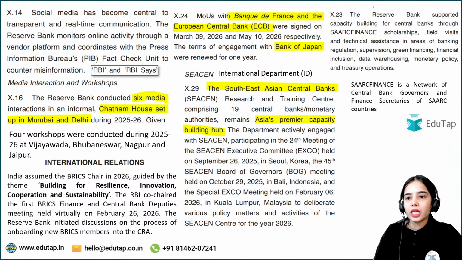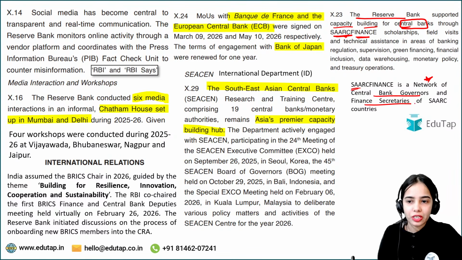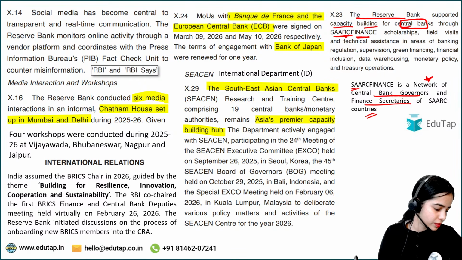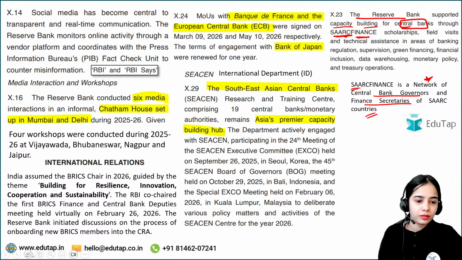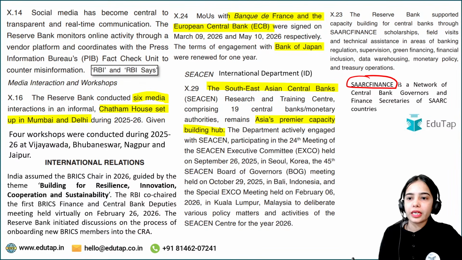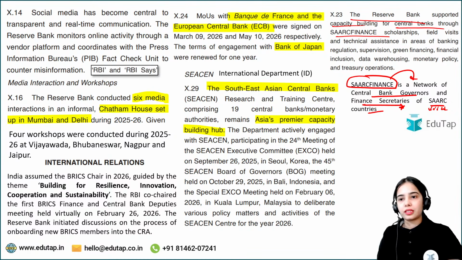Now, coming to the next, the Reserve Bank supported capacity building for central banks through SAARC. SAARC is basically South Asian Association for Regional Cooperation. SAARC Finance is a network of central bank governors and finance secretaries of SAARC countries. The Reserve Bank supported capacity building through SAARC Finance, scholarships, field visits, technical assistance, and such. This is it.